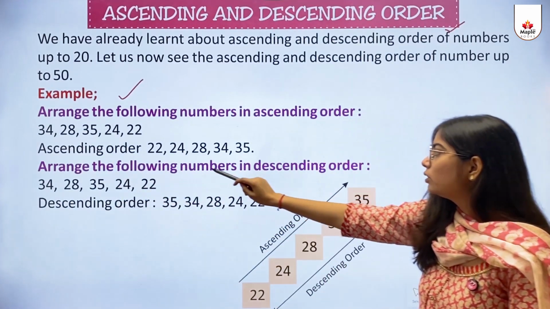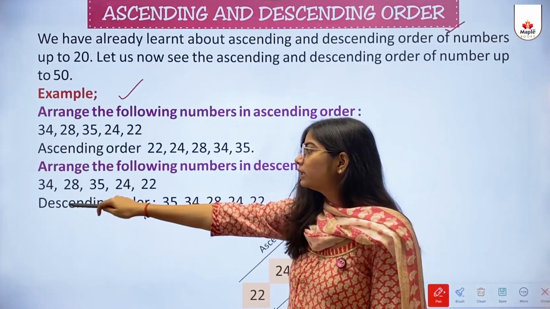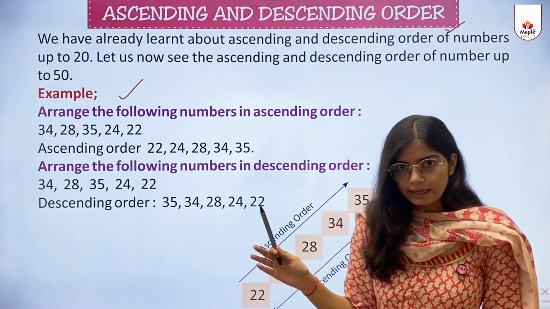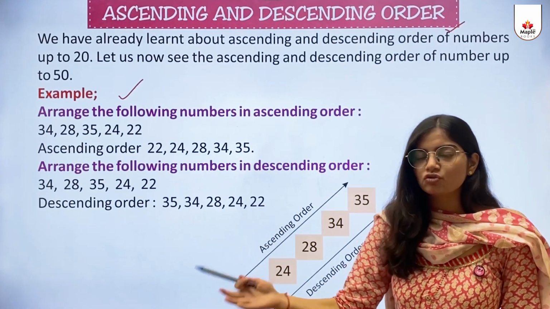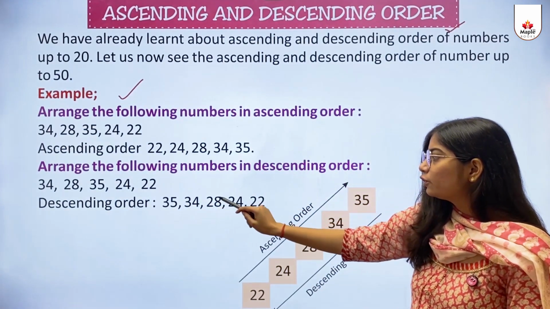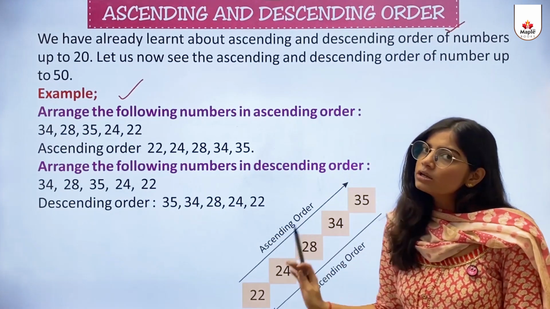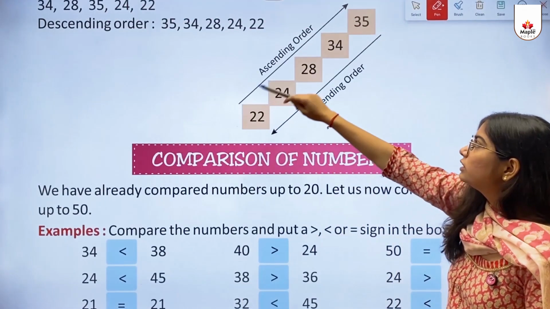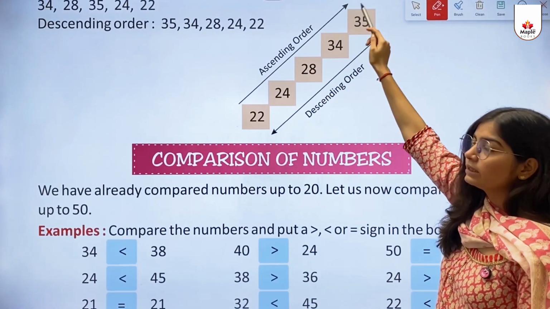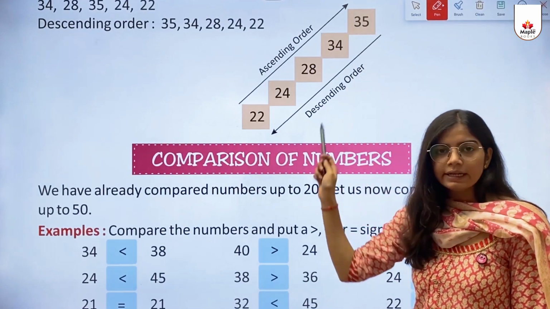Then arrange the following numbers in descending order. Again we have numbers 34, 28, 35, 24, 22. Now in descending order we arrange the numbers from largest to the smallest. Descending order 35, 34, 28, 24, 22. Now 35 is the largest one and 22 is the smallest one. Okay. So this is how we arrange the numbers. In ascending order we arrange these numbers in increasing order, and in descending order we arrange these numbers in decreasing order.